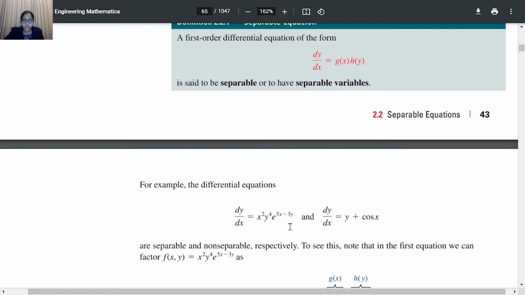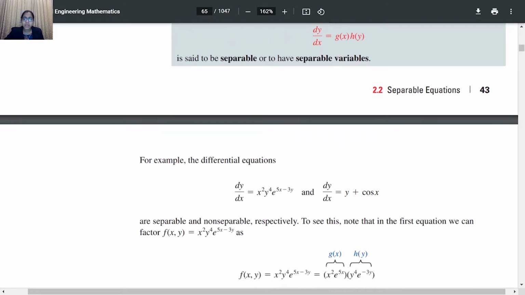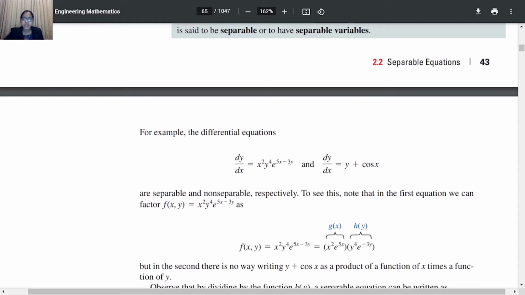So this is our function. Now see whether we can separate the terms containing x and the terms containing y. Of course we can, because we can write this as x square into e raised to 5x into y raised to 4 into e raised to minus 3y. So that is simple. If I consider this as a function of x and y, I can separate it as g of x into h of y. So this is a separable equation. Now let's move on to the second one.